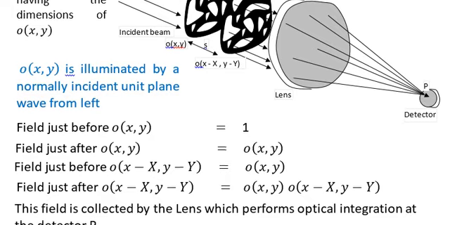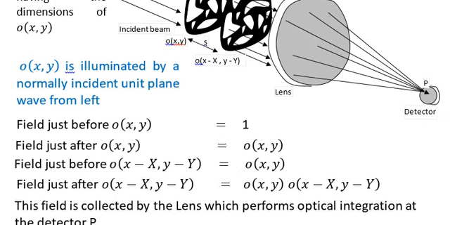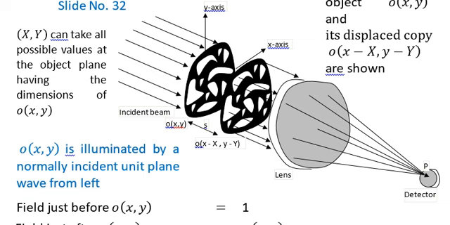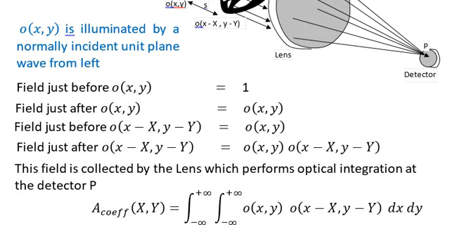Okay, now O, defined at x, y, is illuminated by a normally incident unit amplitude plane wave from the left. We have shown these arrows over here, but these are actually the plane waves normally incident on the first object O at coordinates x, y, and these are the unit amplitude plane waves normally incident on the object. Now we want to calculate the fields over here.